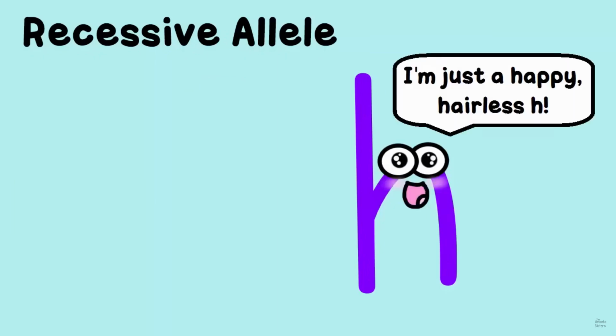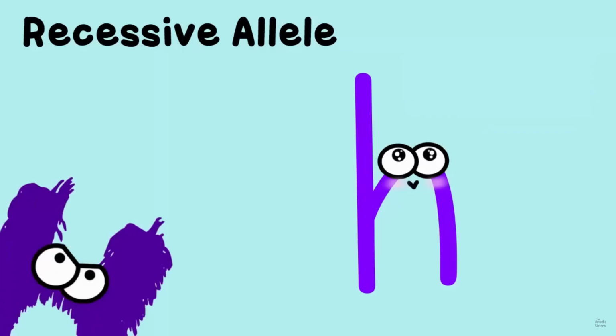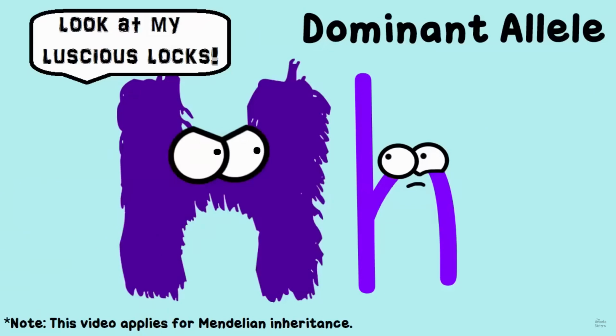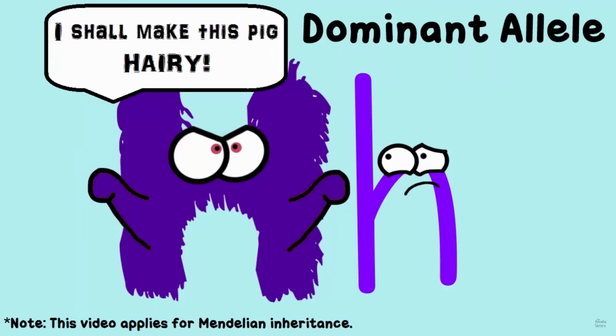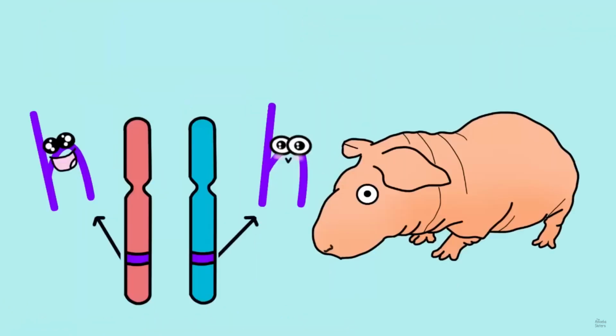By recessive, it means that the allele will not usually show up. The only way it will show up is if there is no dominant allele present. A dominant allele is represented by a capital letter, and it's an allele that will show up. Think of it as dominating. So a hairless guinea pig does not have a dominant allele for hair, and that's why the recessive trait, not having hair, shows up.